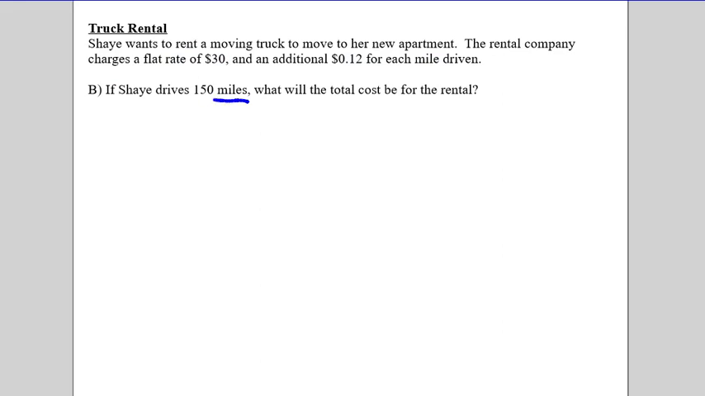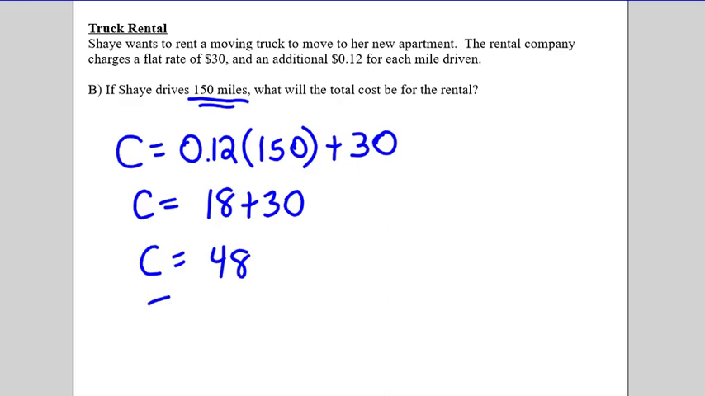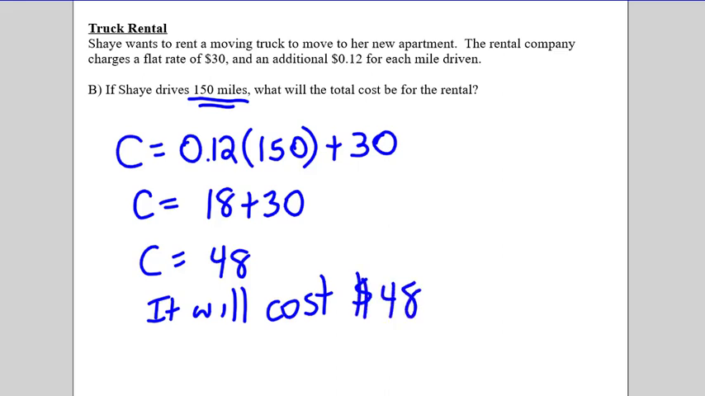So here we're saying that Shay drives 150 miles. So if we think about this, this is the 12 cents, the miles we're now given is 150, plus that flat rate of $30. Well, 12 cents times 150 would be 18. And then 18 plus 30 is 48. So it will cost her $48 with this rental.